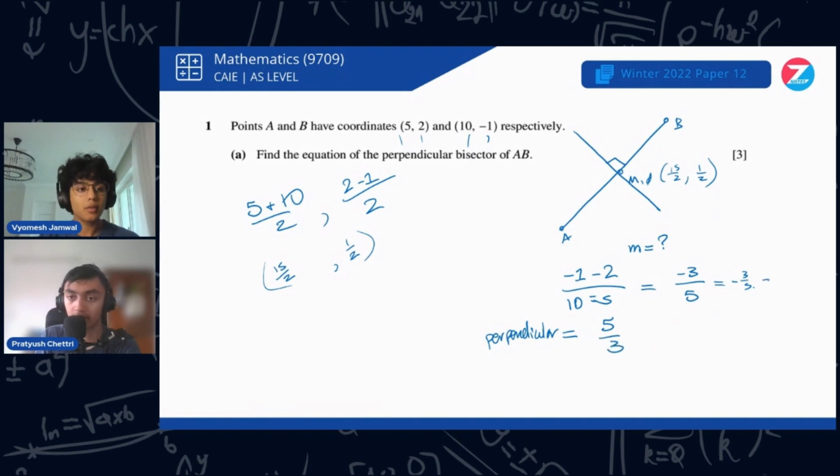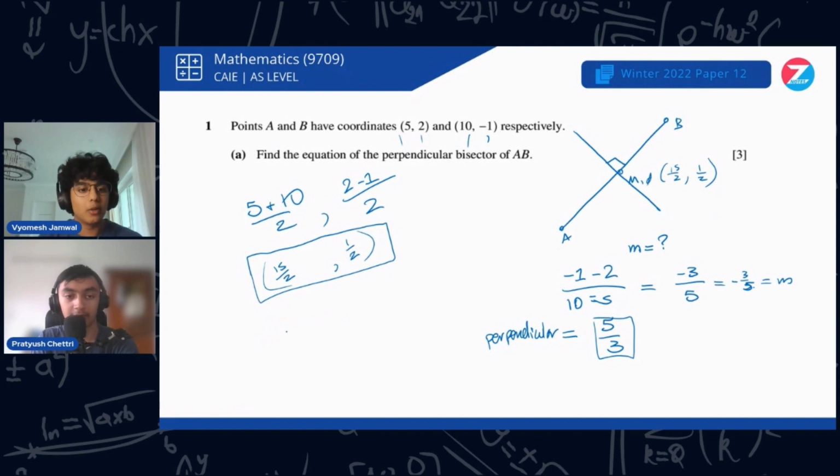So now we've gotten two things. One is the gradient and the other is the point that it goes through. We can use the old formula, or you could also come up with your own, which is basically in the form of y equals mx plus c. We could put in the value of m there, and we could put in the values of x and y with the point, and just have to find c. So we could also try that method to have a different method too, which others might also like.